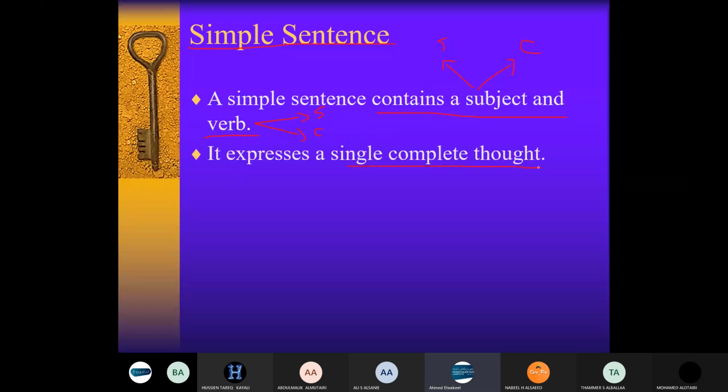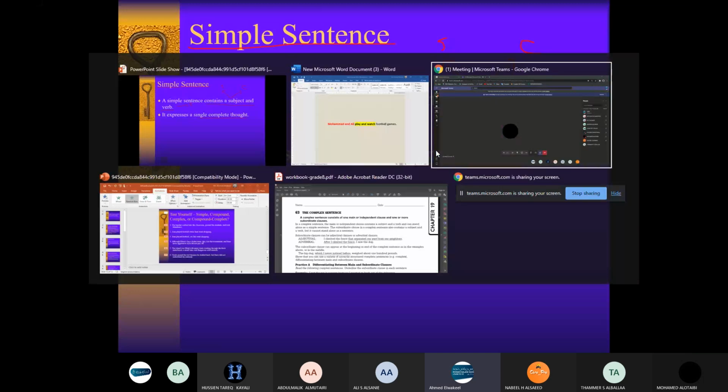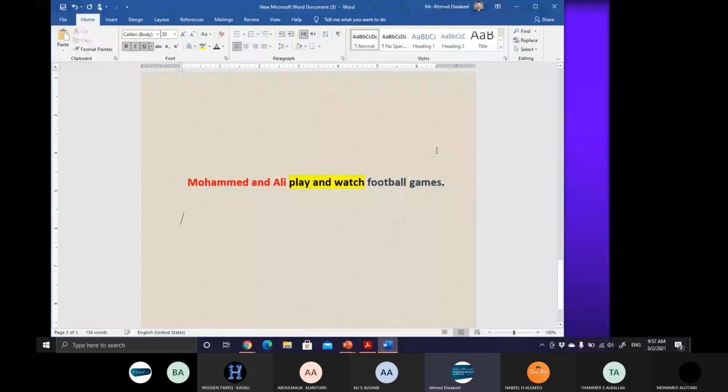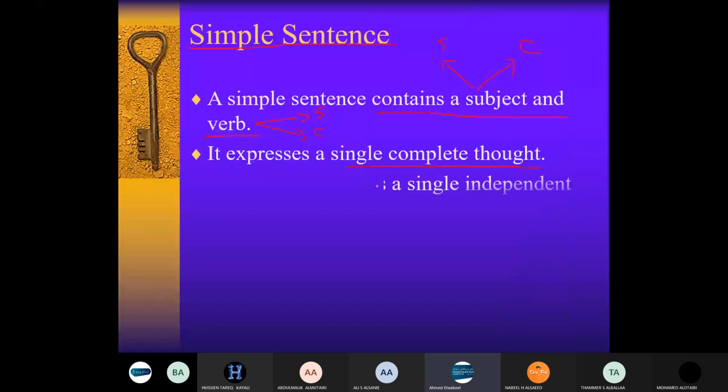It must express one single complete idea, information, or thought. That's the most important thing about a simple sentence. So you may have a single subject and a single verb, or a compound subject and a single verb, or a compound subject and a compound verb. Yet all of them must express one thought, like this sentence: Muhammad and Ali play and watch video games or football games. Although you have a compound subject and compound verb, the whole sentence expresses one complete idea.